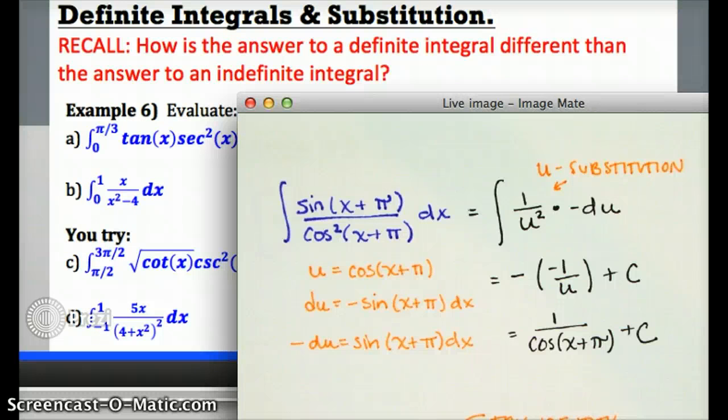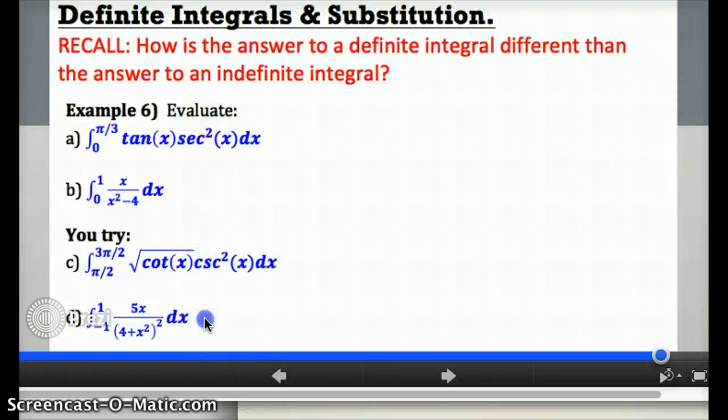Number 4 and 5. That'll be it for tonight.